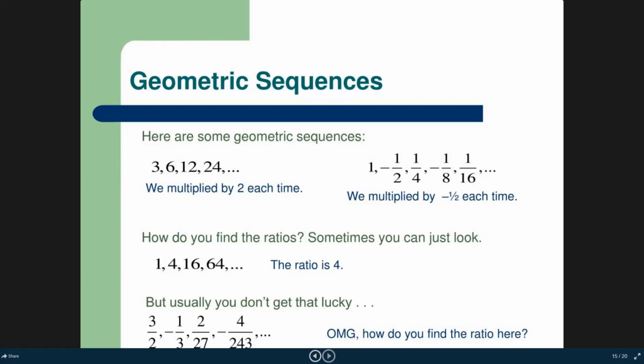If you were to divide, let's say, 6 by 3, 12 by 6, 24 by 12, you would get what we call the common ratio. It's a number you multiply by. Similarly, you take minus a half, divide by 1. Take a quarter, divide by minus a half. You take minus 1, divide by a quarter, you take 1/8, divide by minus 1, you will get minus a half every time. So that is referred to as the common ratio.